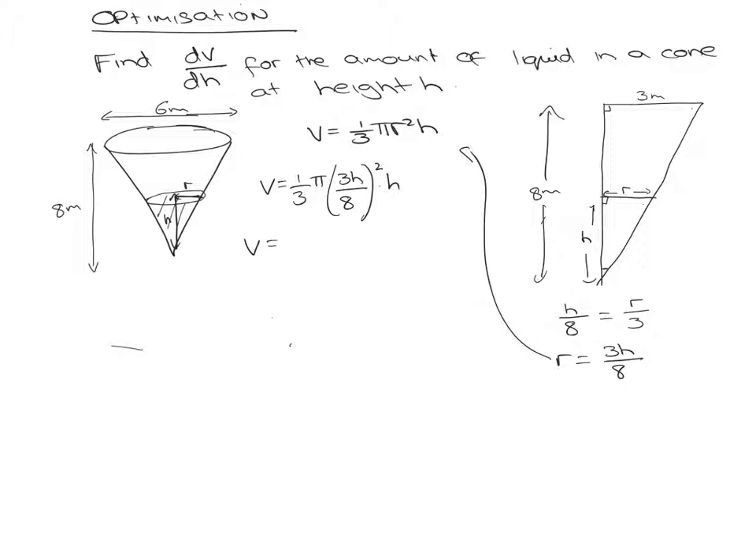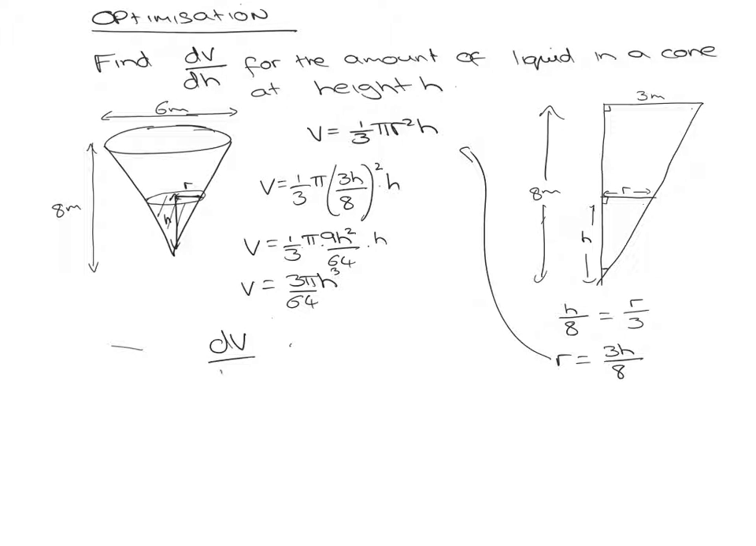If we simplify this out, it's going to be 1/3 times pi times 9h squared over 64 times h. Now 9 and 3 are going to cancel, so you're going to end up with 3 pi h cubed over 64. Now we have an expression that only has two variables, V and h, which means we can now differentiate.